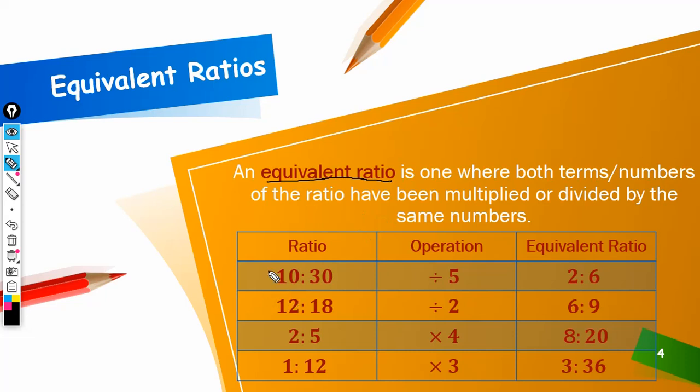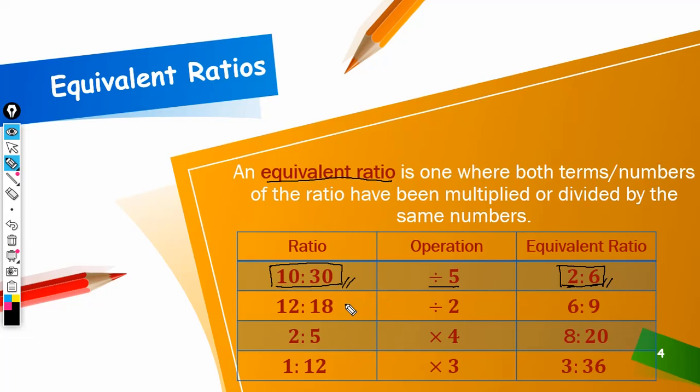So let's say, for example, the ratio 10 to 30. When both are divided by 5, 10 divided by 5 is 2, and 30 divided by 5 is 6. So we get a new ratio, which is 2 to 6. This means that the ratio 10 to 30 is equivalent to 2 to 6. Okay, so they are equivalent.